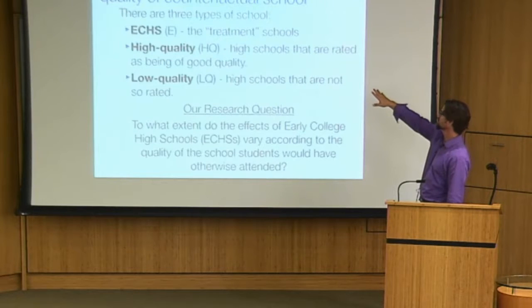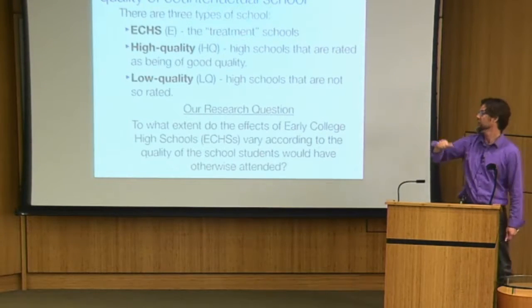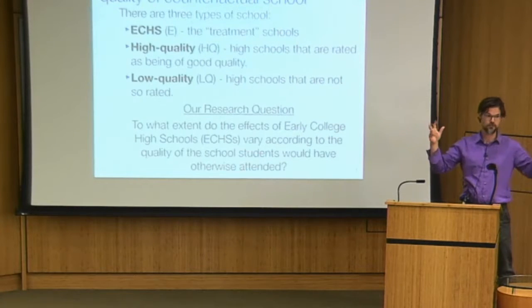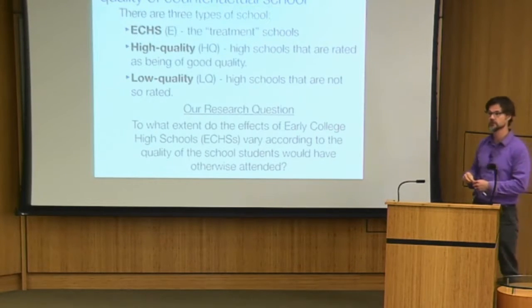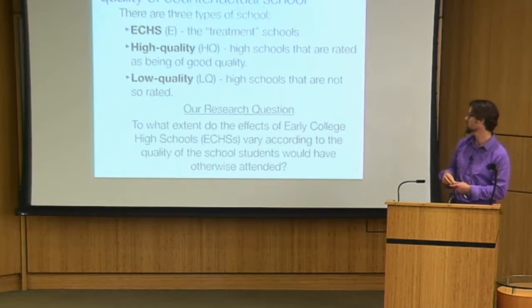So the principal strata are 3 types of school that a student can go to. There are the early college high schools, which are the treatment schools. And if a kid doesn't go to such a school, they're going to go to a high quality school or a low quality school.